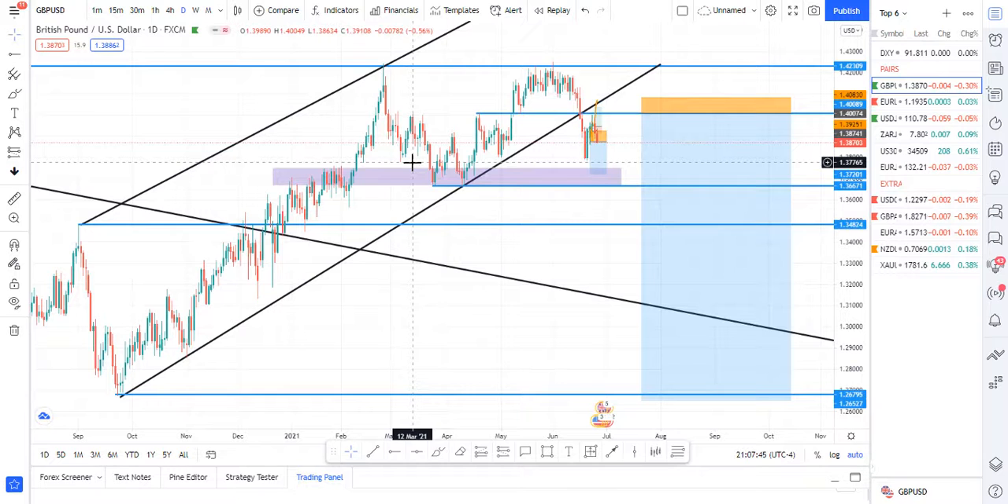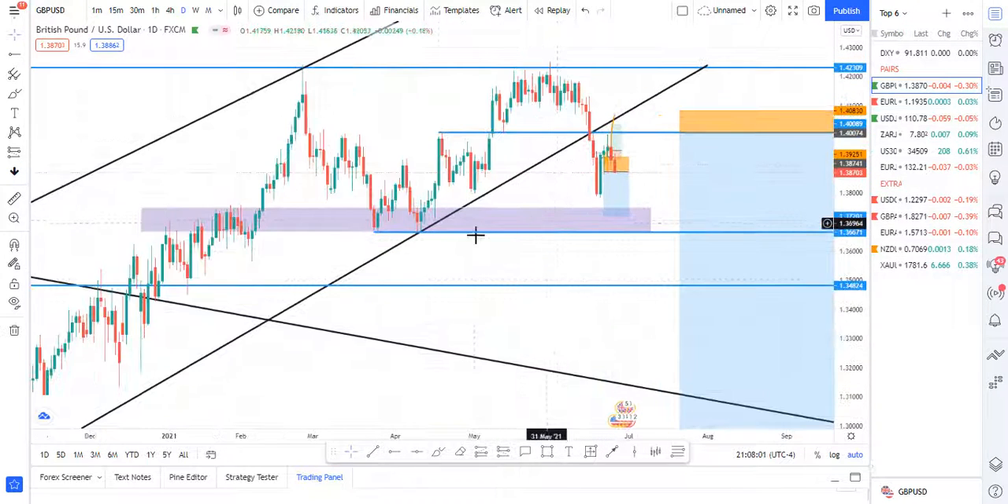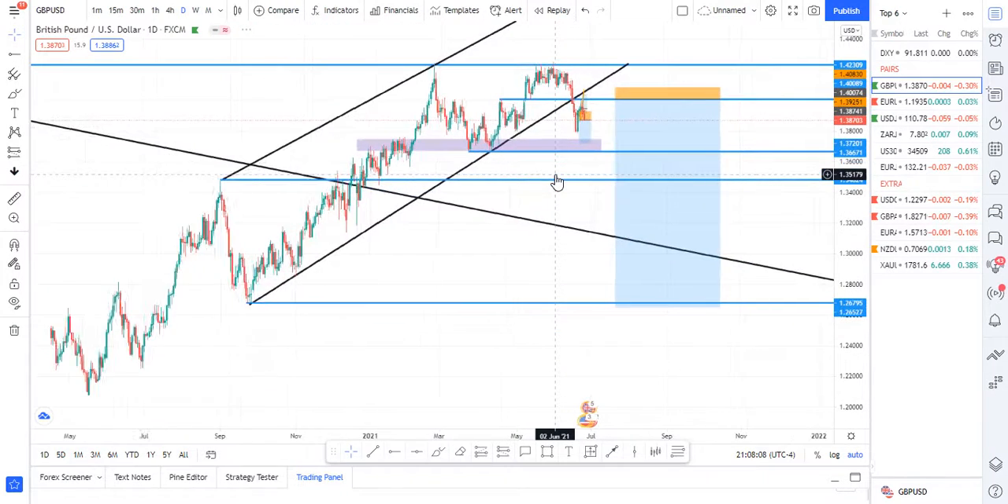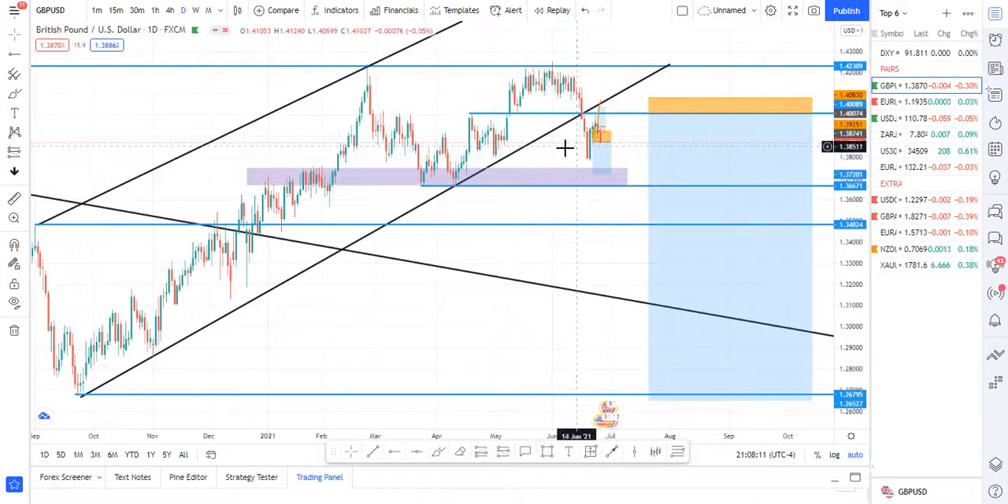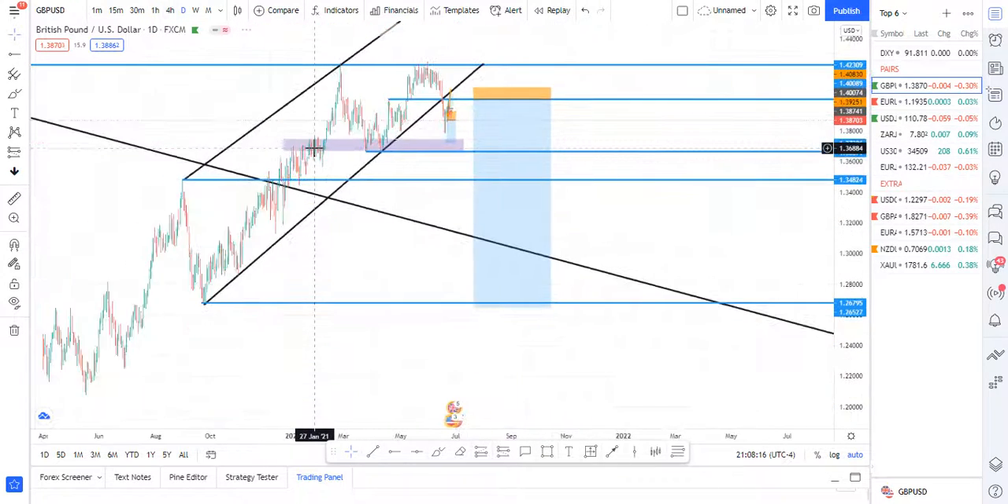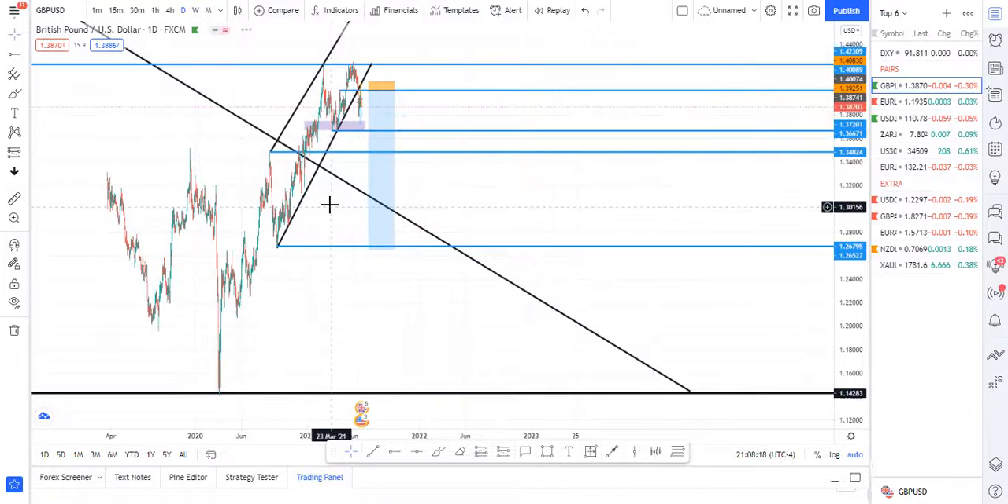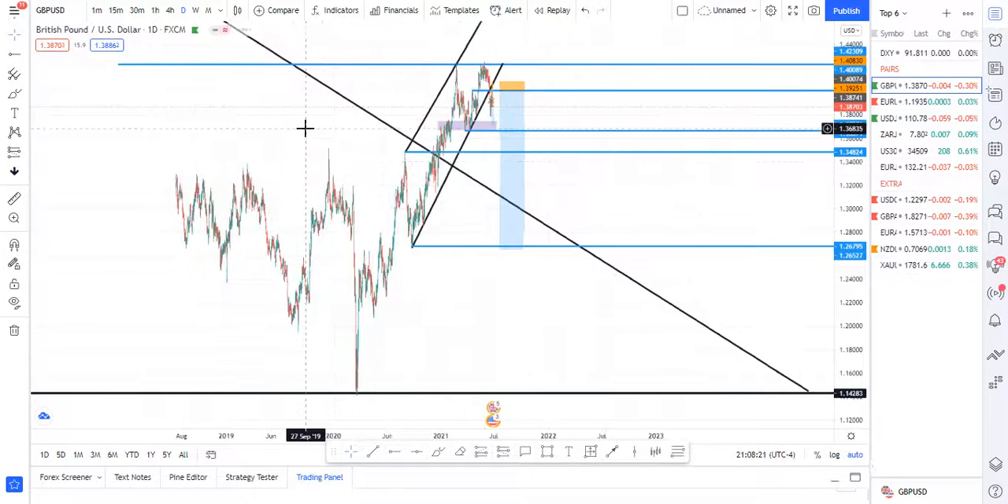Now looking at the structure, it's in a channel and it has a first touch on the resistance, second touch on the resistance, and 1, 2, 3, 4 touches on the support. So we know every time it's either the third touch or the fourth touch, you must expect something different to happen. And for me, when I saw this, let me just go down to have proper clarity of what's going to be happening.